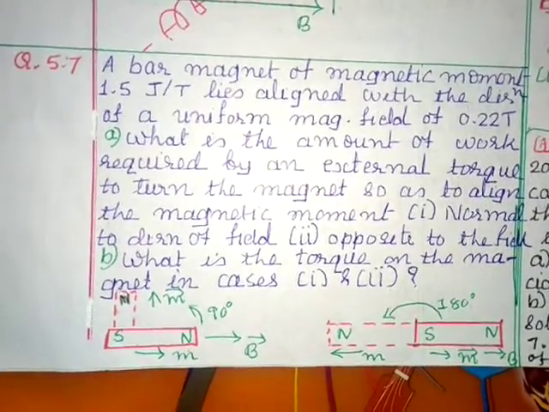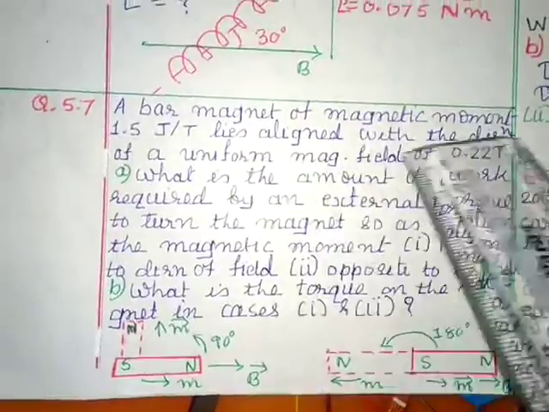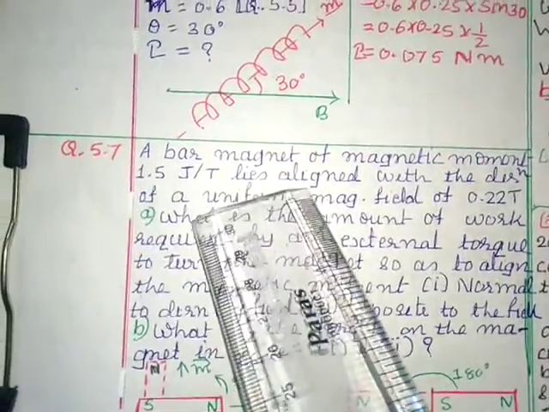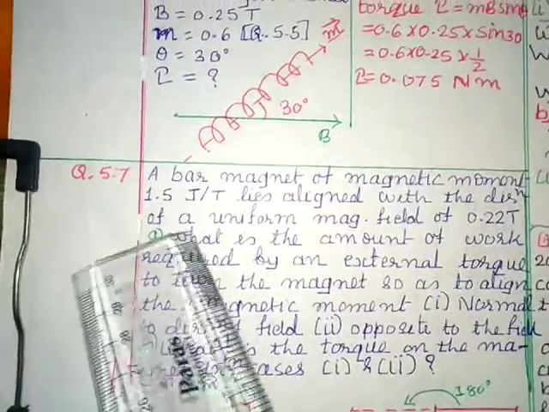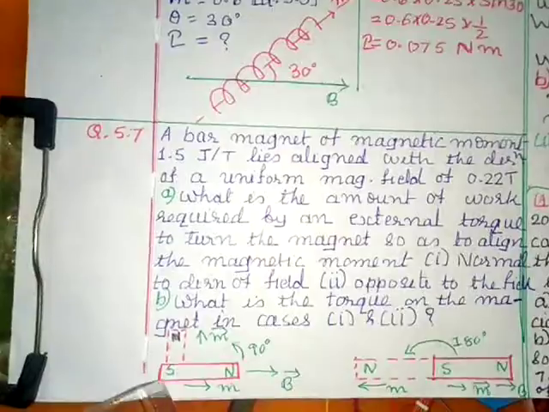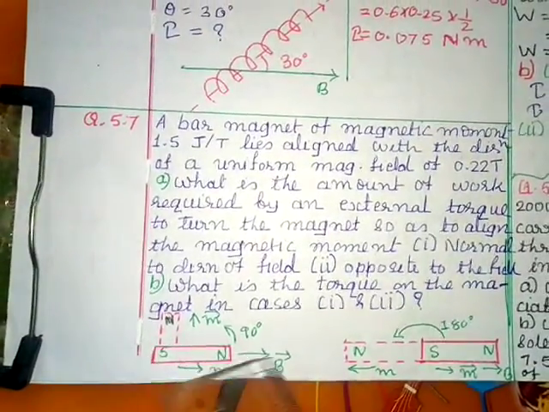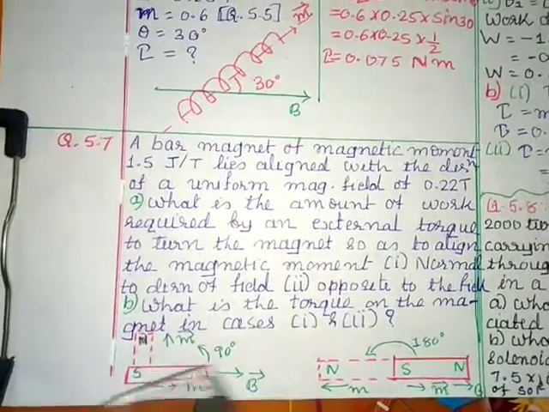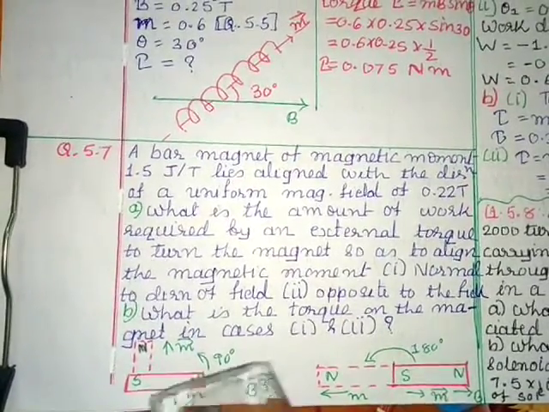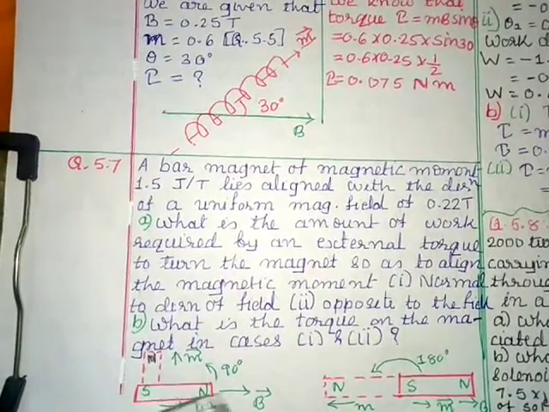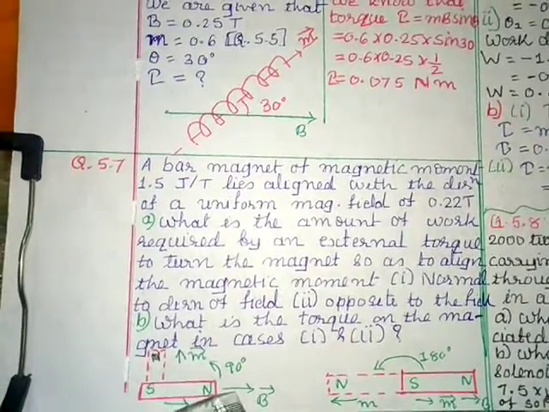Question number 5.7. A bar magnet of magnetic moment 1.5 Joule per Tesla lies aligned with the direction of a uniform magnetic field of 0.22 Tesla. So we have got a bar magnet. It is aligned with the magnetic field. So magnetic field also in this direction. So that is the magnitude given to you for the magnetic field, 0.22 Tesla, and the bar magnet is aligned in this direction.